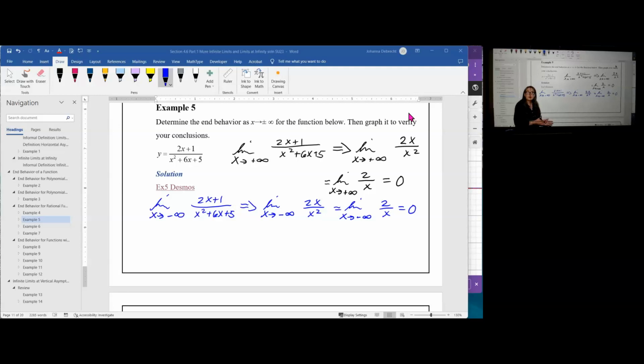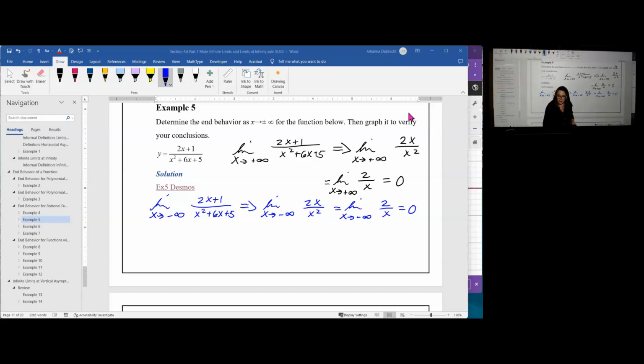In this case, whether we're going to infinity or negative infinity, the graph of this function will approach 2x over x squared, the ratio of the highest degree term in the numerator divided by the highest degree term in the denominator. They're not equal because of the +1, +6, and +5, but it approaches, which is why we use an arrow. Now, when we look at this, this reduces and it becomes the limit of 2 over x. In both cases, positive and negative infinity, it becomes 0.